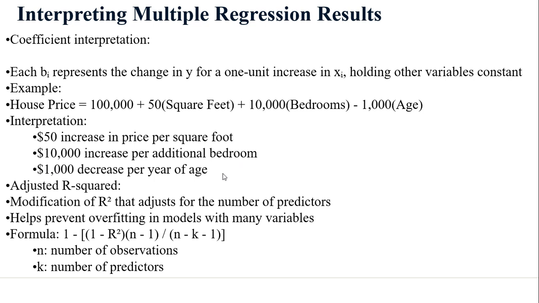This price to be decreased. If you're having an increase in addition, you're trying to add a bedroom to it, 10,000. If you're trying to increase the price, this is what the interpretation of this particular model is giving us.